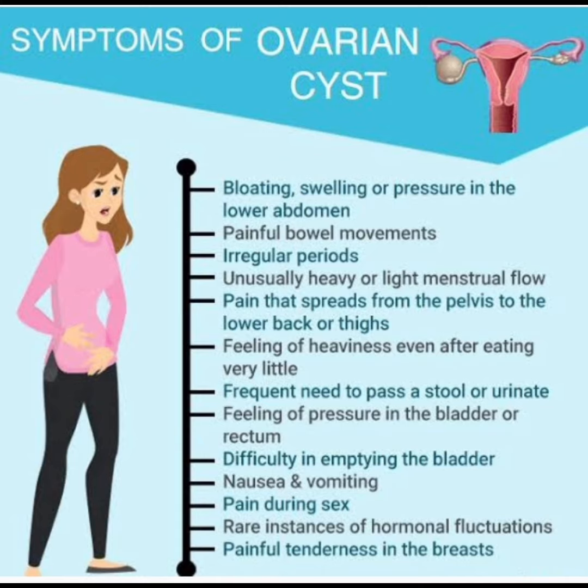Difficulty in emptying the bladder. Nausea and vomiting. Pain during sex. In rare instances, hormonal fluctuations and painful tenderness in the breast. So these are the symptoms of ovarian cyst.